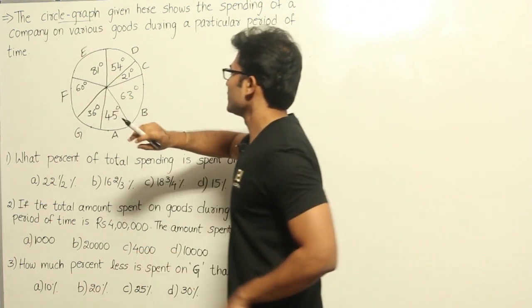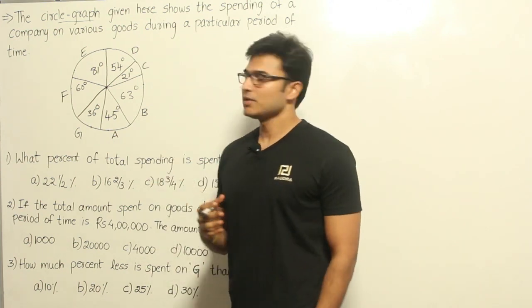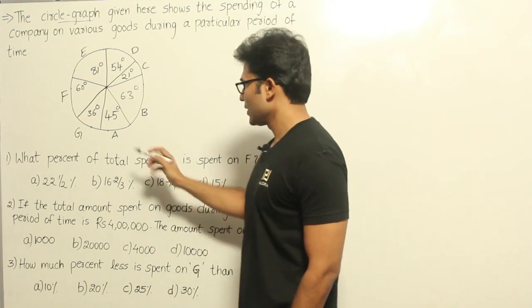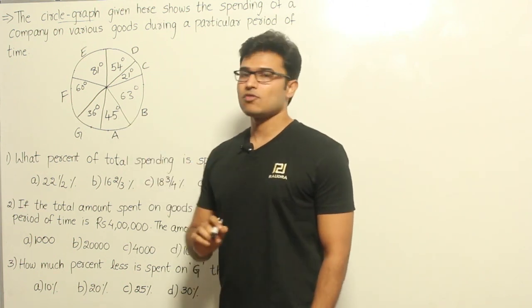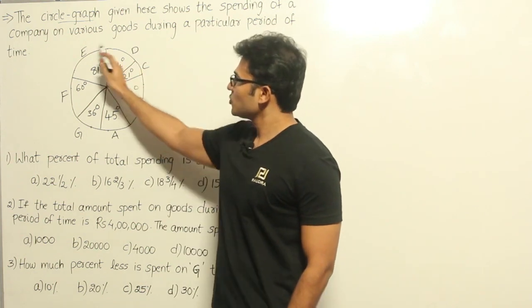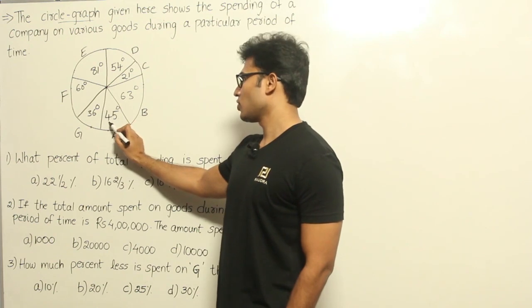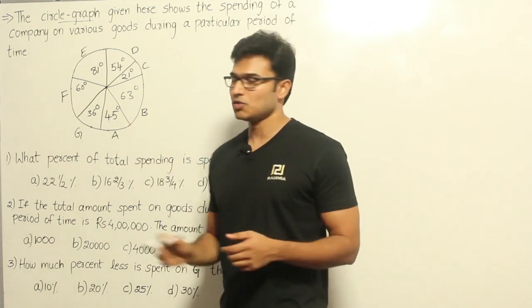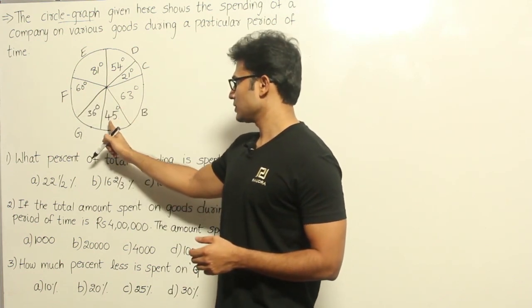Now they are saying that this one is giving you the way a company has spent during some particular period of time. Now if you see this, they are saying that 45 degrees is spent on A. So what it means is, if you assume the total spending is 360 degrees, out of 360 degrees 45 degrees is spent on A, right? So that is how you have to interpret this. The total is 360 degrees and the amount spent on each thing is given here.